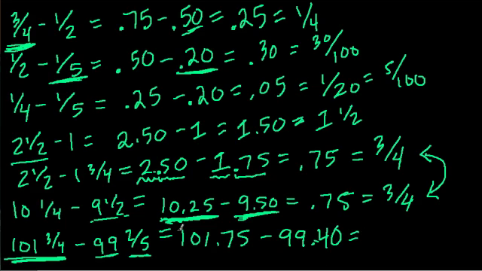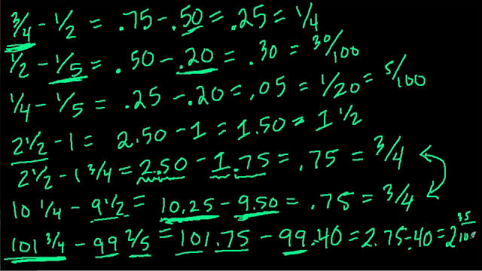So going back to what I was saying before, $101.75 minus $99 is $2.75. And we're taking 40 more cents away, so it's going to be $2.75, write this down, minus 40 cents, which gives me $2.35, or 35 over 100. So 2 and 35 hundredths. All right, hope that helped.